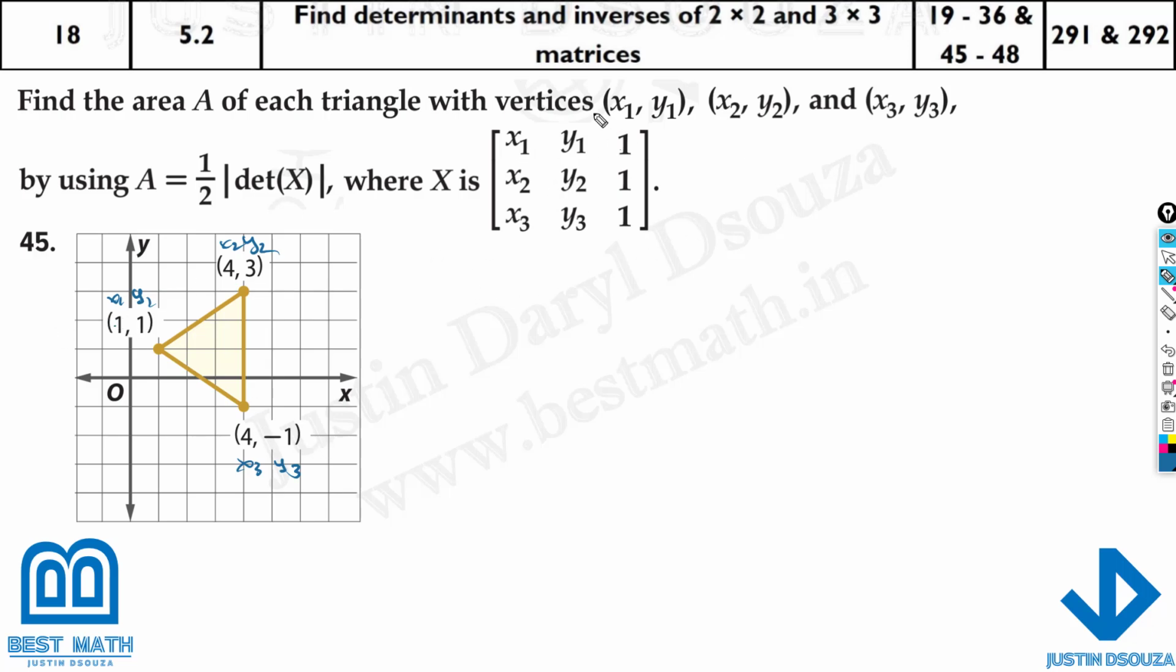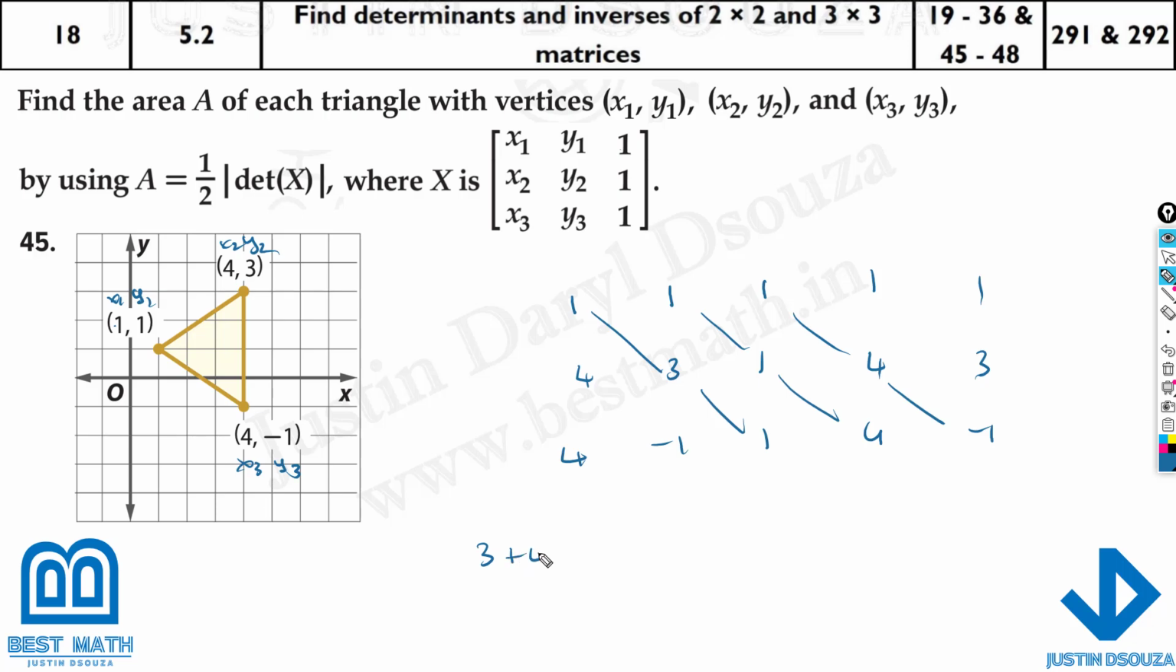What happens is, first you need to find the determinant of this matrix. The matrix will be, so now 1, 1, 1, 4, 3, 1, and 4, minus 1, 1. And we need to repeat it again, 1, 4, 4, 1, 3, minus 1. And now up to down first. Here it will be 3 plus 4 minus 4.